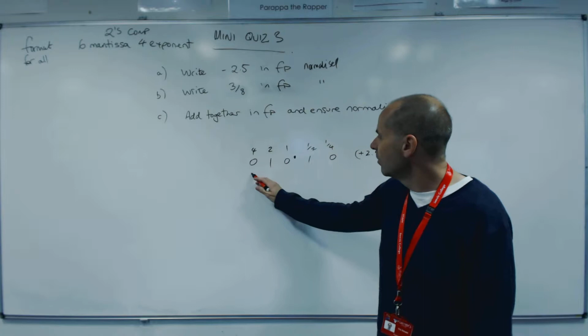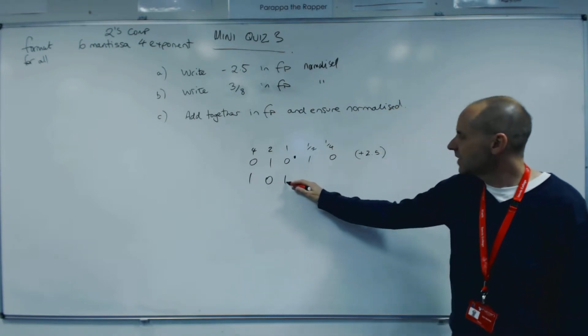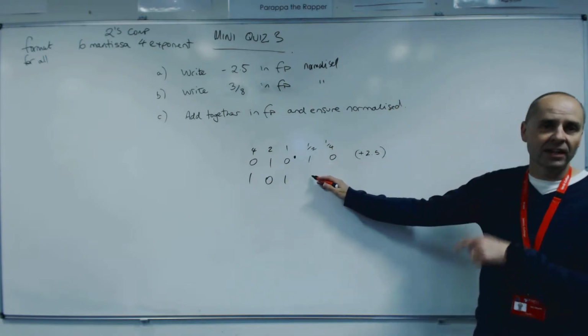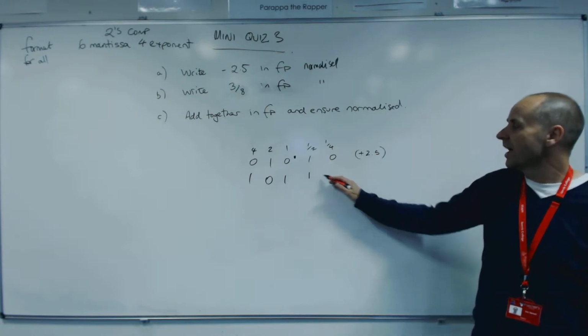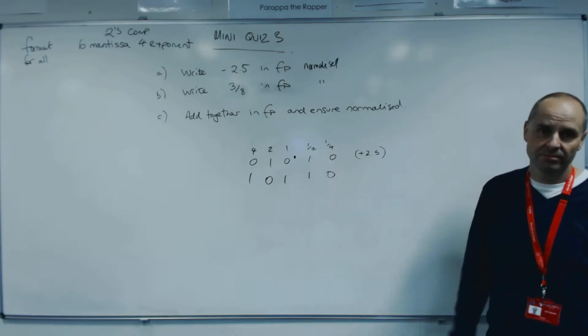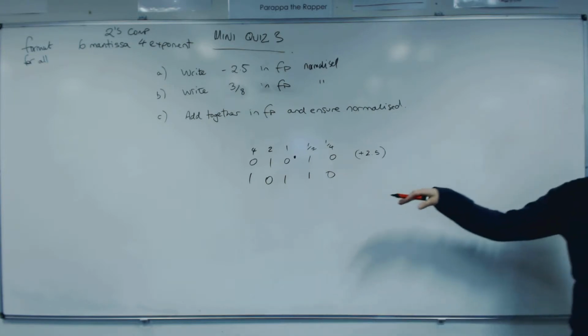Okay, so we're going to go flip, flip, flip. That is the last one, so I'm doing it the quick way. So we stop, write a 1, everything else just stays the same. Okay, so that's the quick way of doing 2's complement.